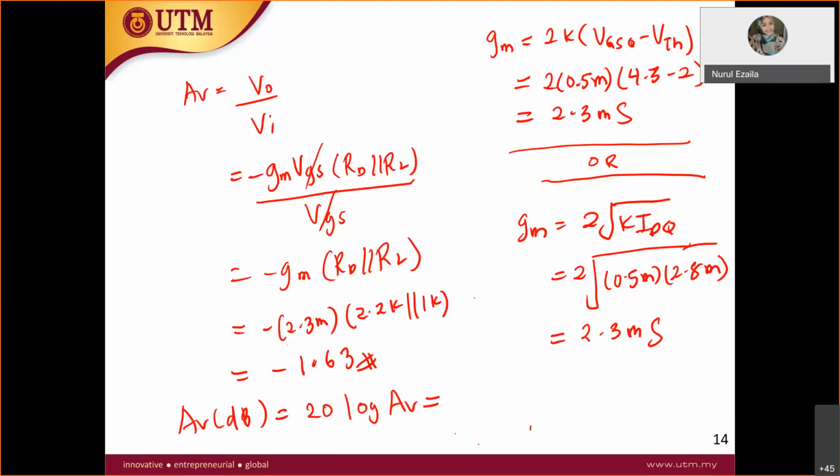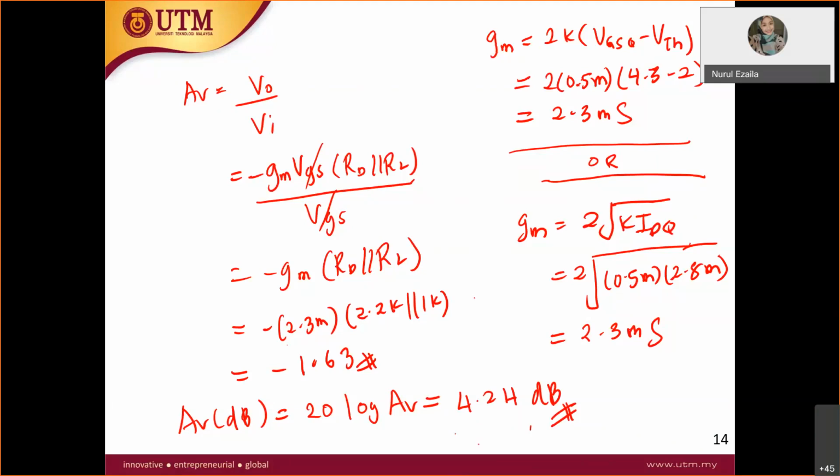Ma'am, we take the absolute value of AB, right? Yes. Okay, so 4.24. Okay, 4.24 dB. All right, that's it. Okay, so this one is done.